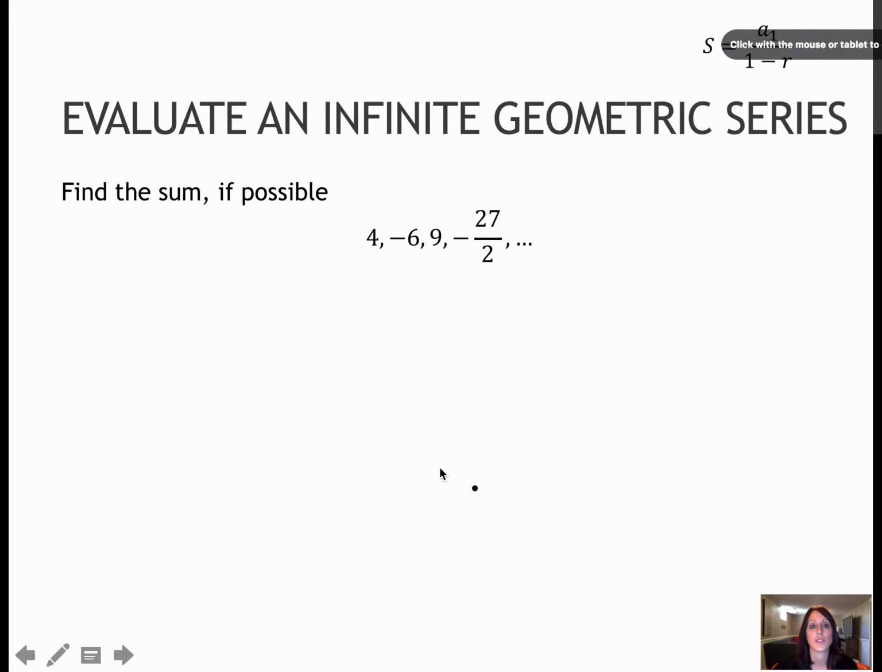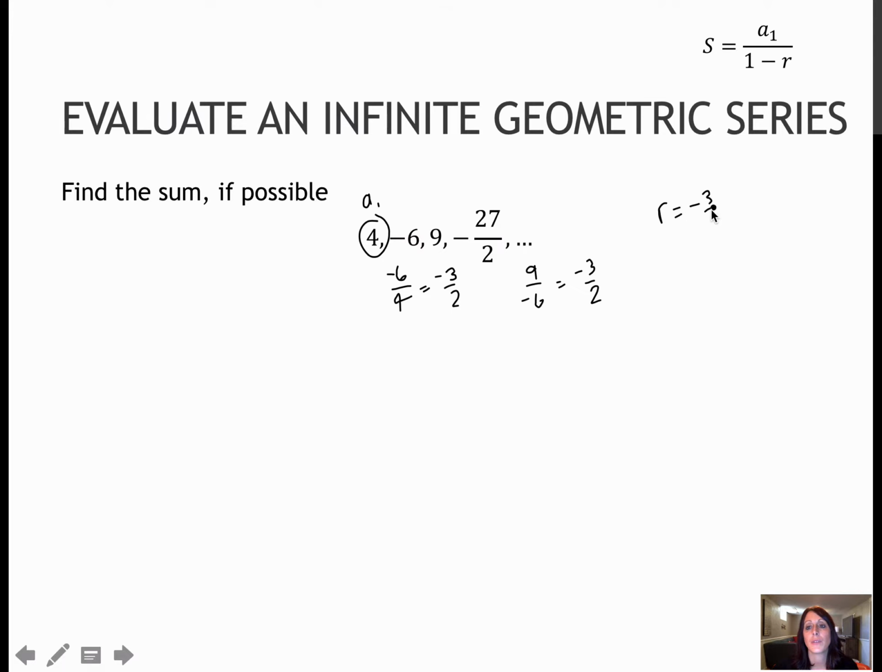Here's another for us to try. Again, this one they're giving me the actual series. I need to find a sub 1, which is 4. I also need to find r, so I'm going to take -6 divided by 4, which is -3/2. I could double check: 9 divided by -6 is -3/2, etc. So again, that means r is -3/2.